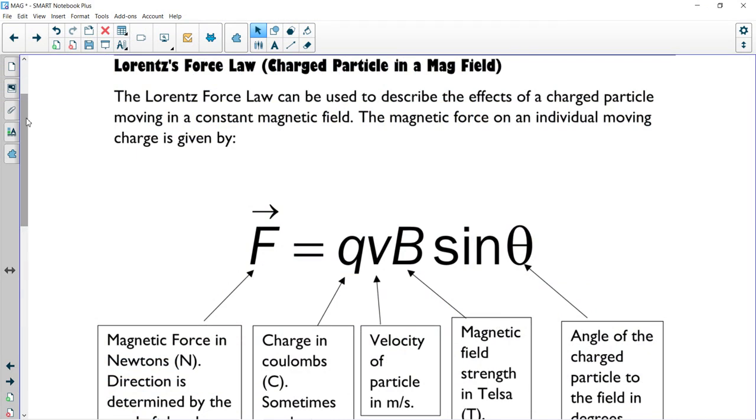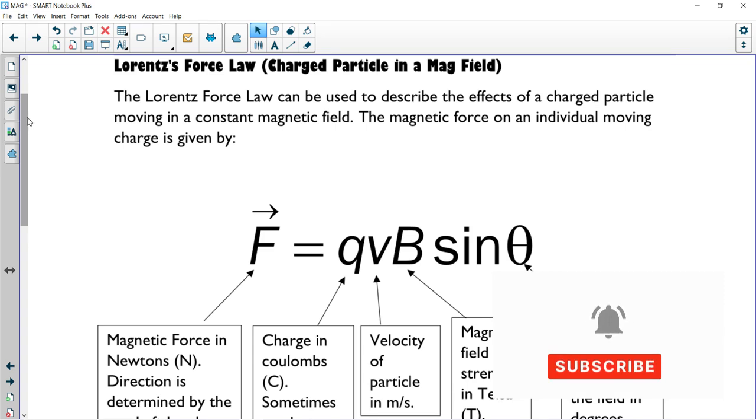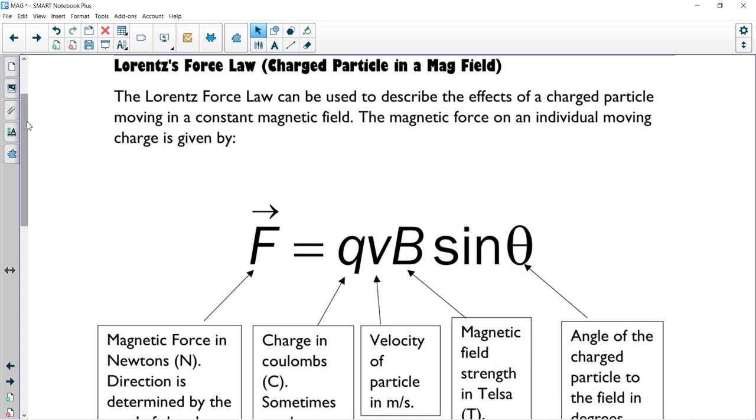This is a seldom-made physics video, and this one in particular is on Lorentz's force law, which is for a charged particle like an electron or a proton that is in a magnetic field. So basically what happens when an electron or a proton enters a magnetic field is that it experiences a force. And because of that force, it changes path.